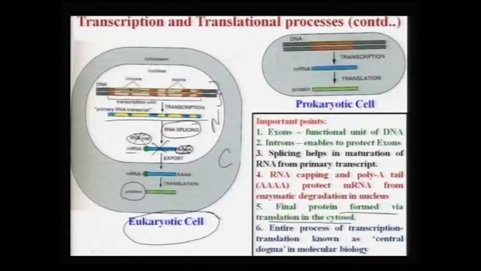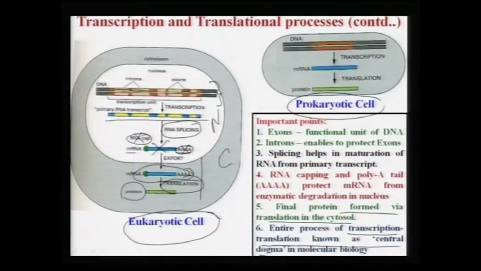Now, the final protein that will be synthesized from mRNA via the process called translation takes place outside the nucleus, in the cytoplasm itself. The entire process of transcription and translation is known as the central dogma, as I have already mentioned in the last lecture also. Now, in the case of the prokaryotic cell, what will happen?